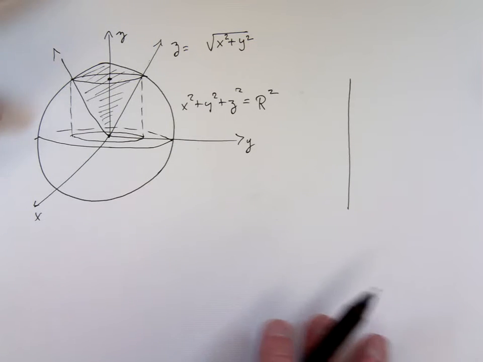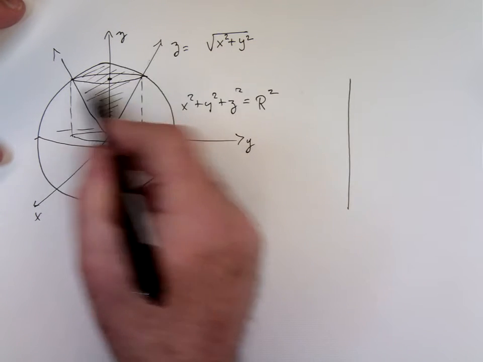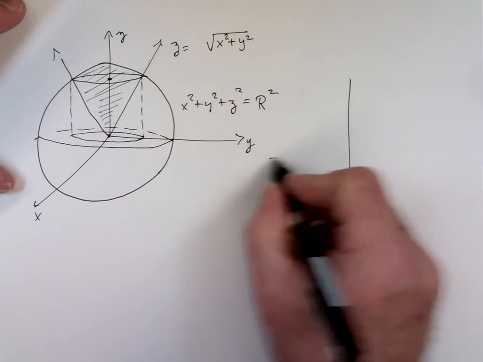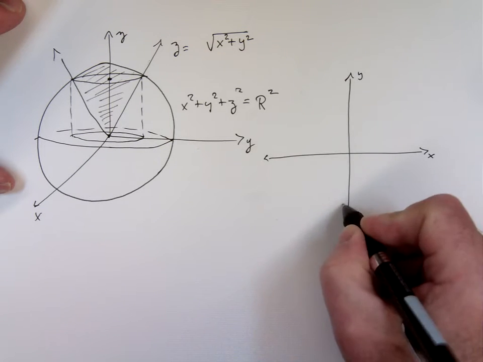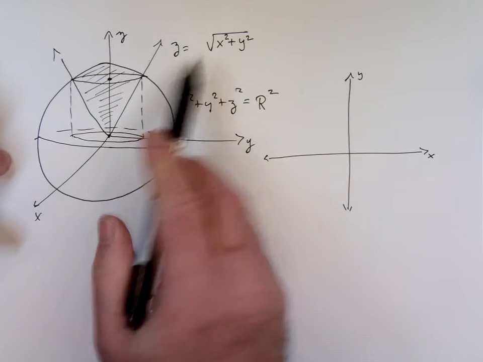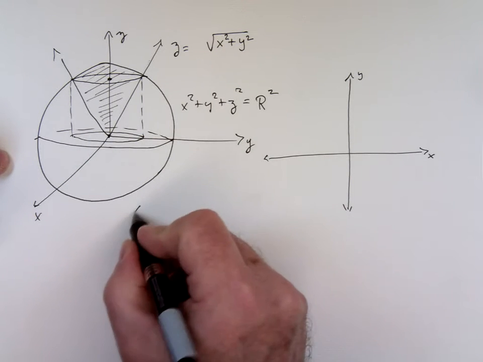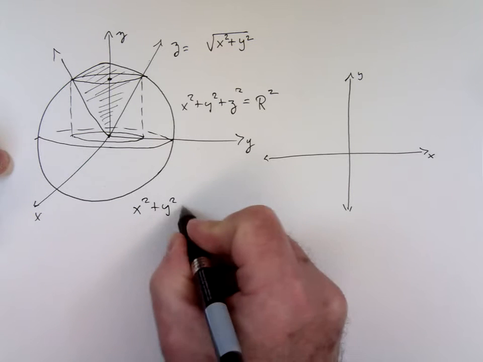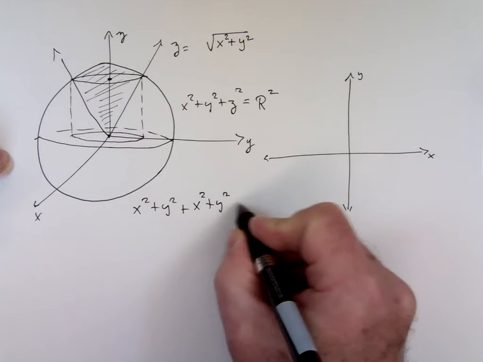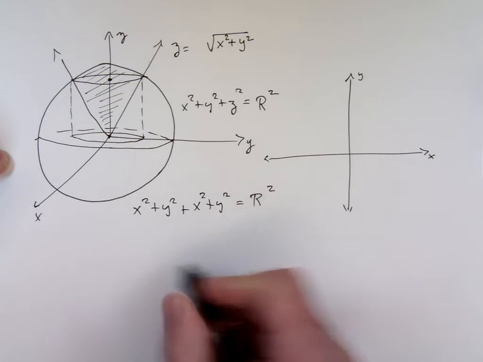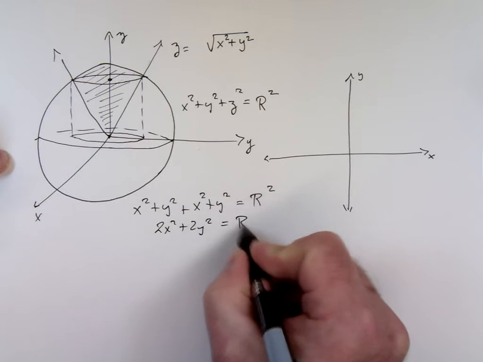All right? We're going to set this up 3 different ways. The intersection is going to be this circular region, and we have to find its equation. So, how do you find this equation? What we're going to do is take z, substitute it in here for z to get x squared plus y squared plus z squared, which would be x squared plus y squared, equals big R squared. We're going to have 2x squared plus 2y squared equals big R squared.